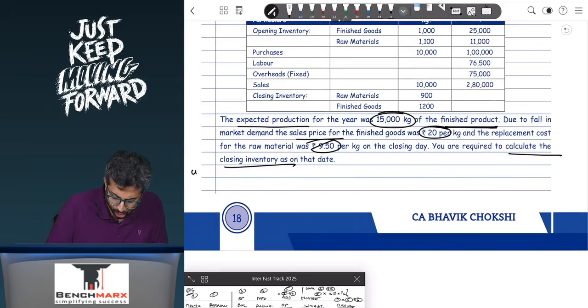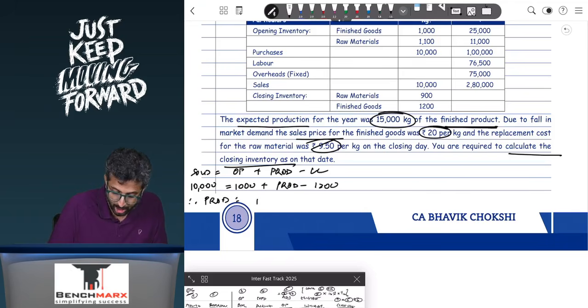So finished goods produced will be: units sold equals opening finished goods plus finished goods produced minus closing. So I know that 10,000 units are sold. Opening units in my finished goods are 1000. Produced I don't know. Closing units in my finished goods are 1200. So if I do this working, the units produced will come to 10,200. Last time they had given you 20,400. Here you will have to calculate.